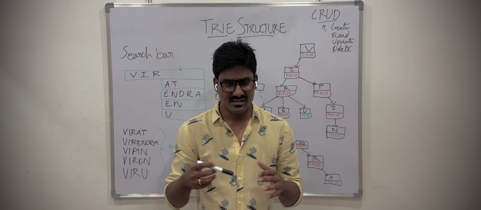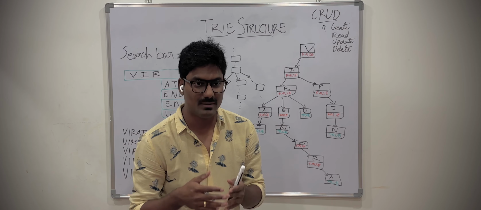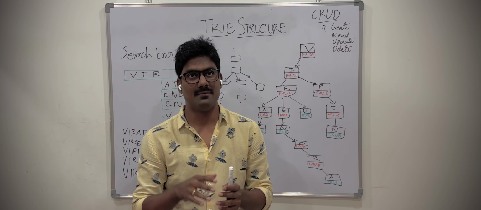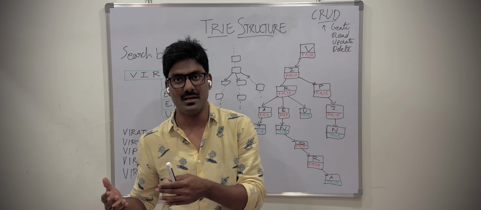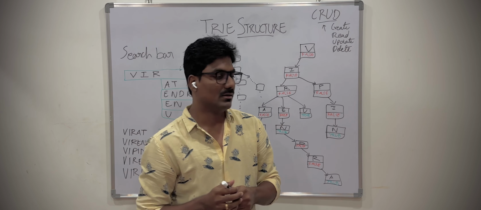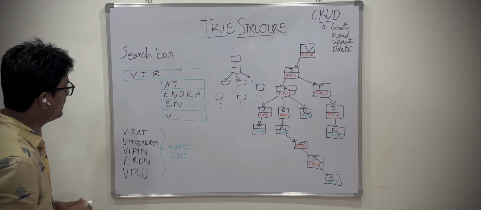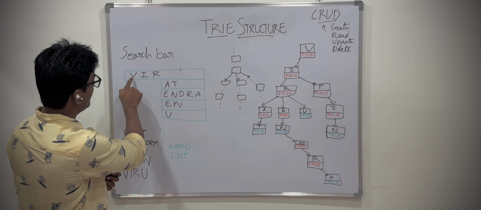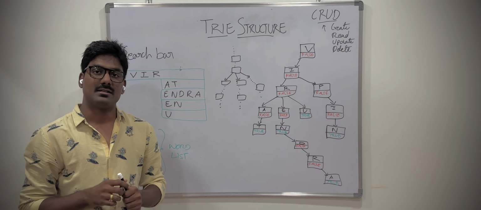In those scenarios, a trie will be very useful. There are other use cases where an efficient trie also will be helpful, but today we will talk about the basic trie. The efficiencies will change once the trie is modified in a more efficient way, but I'm going to talk about a very basic trie. Let's assume you have a search bar. On this board you can see I've written VIR, and in the same way you're going to enter the characters VIR in the computer.